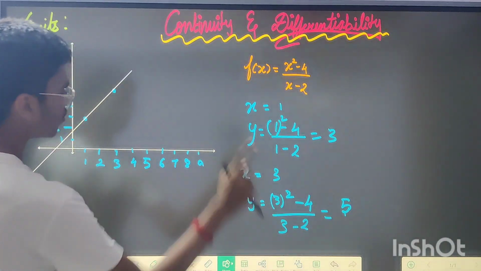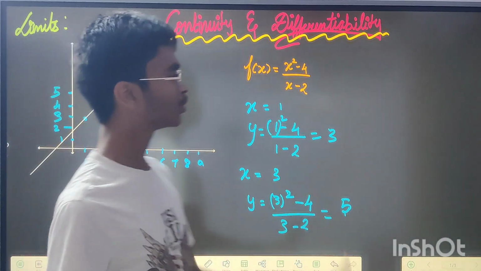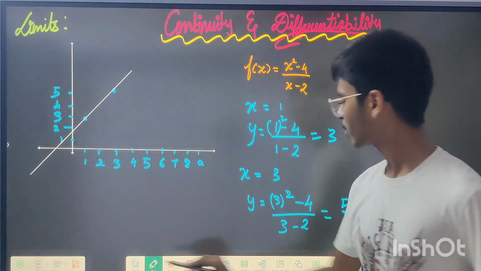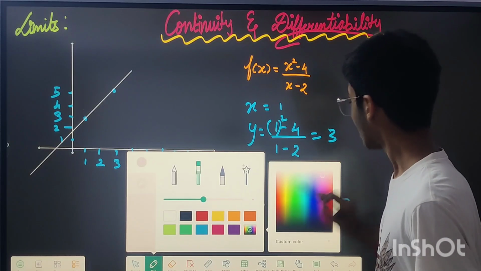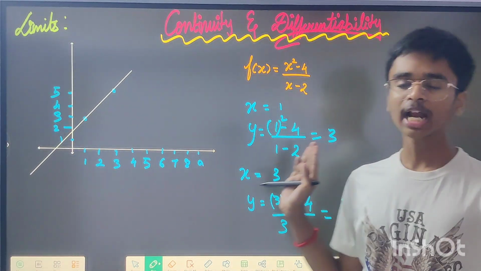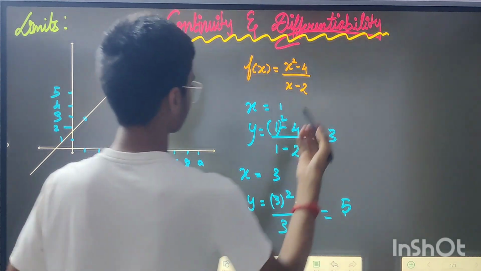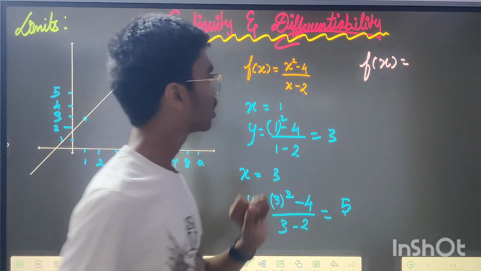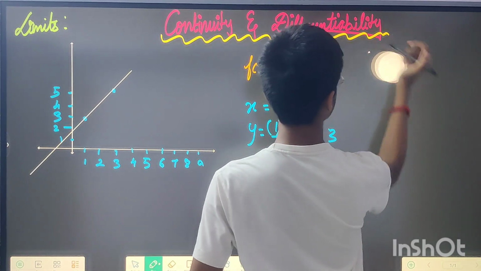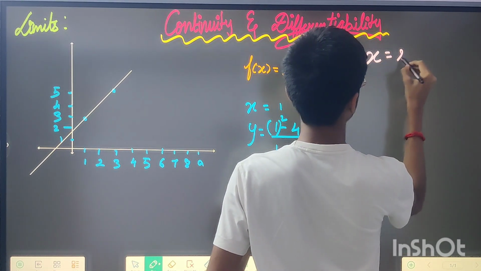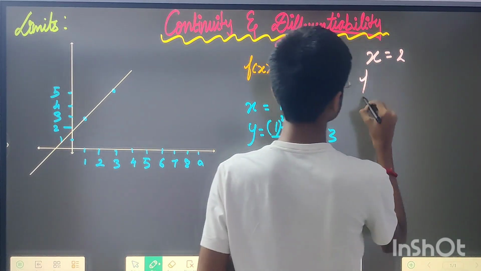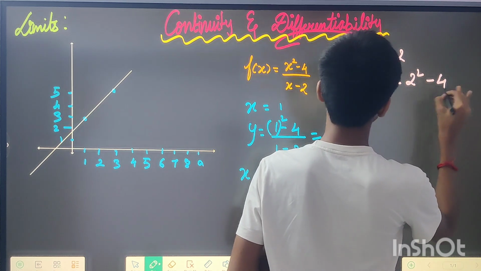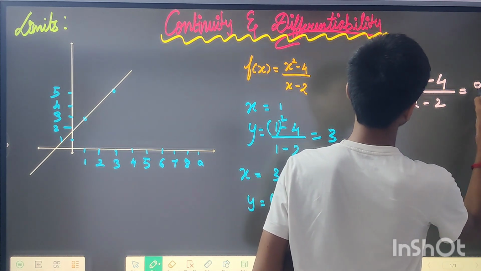Okay, so why haven't I taken 2 here? Many of you would have guessed why I haven't taken 2. Now we will check what happens if I take 2 over here. This is the place where, when I take 2, we use this limit. So f of x is equal to x squared minus 4 divided by x minus 2. So x is equal to 2 now. f of x is equal to (2 squared minus 4) divided by (2 minus 2), which will be 0 by 0.